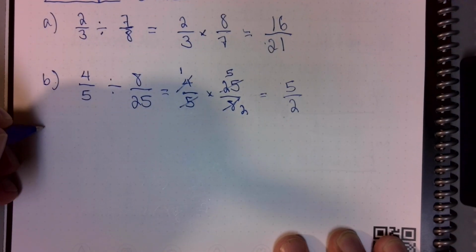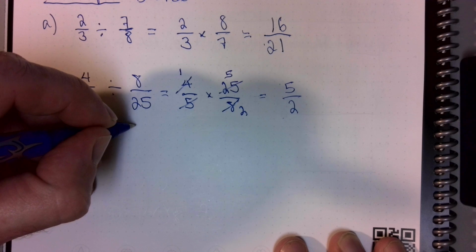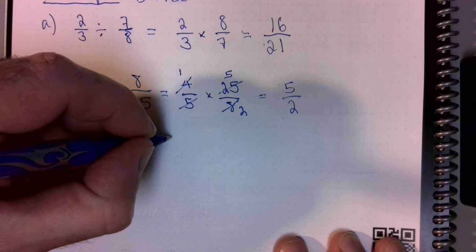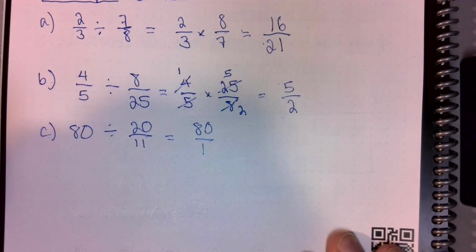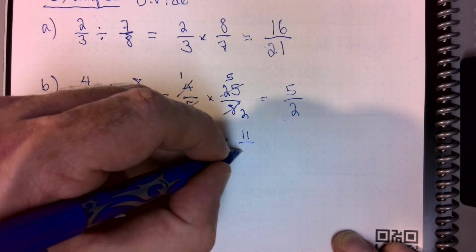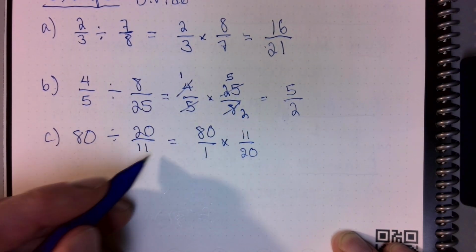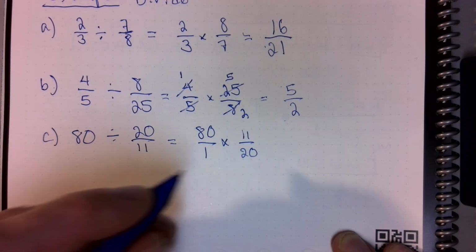A couple of other ones. Let's take a whole number here. Let's take 80 divided by 20 over 11. Okay, so I am going to write my 80 as a fraction, remembering that every whole number can be written as a fraction with a 1 in the bottom. And then I'll take the reciprocal of my divisor, 11 over 20. And now I'll do the multiplication.